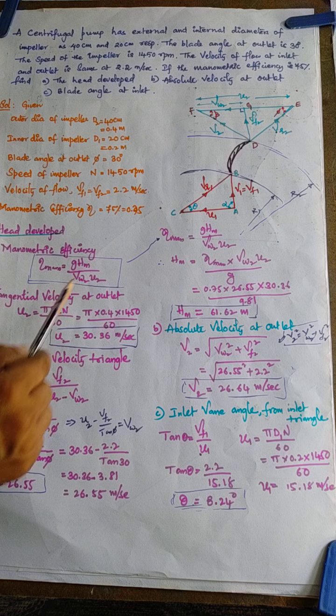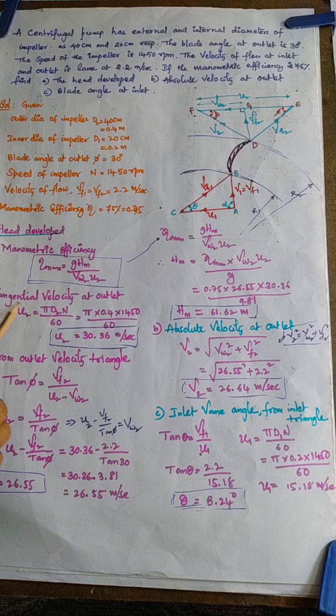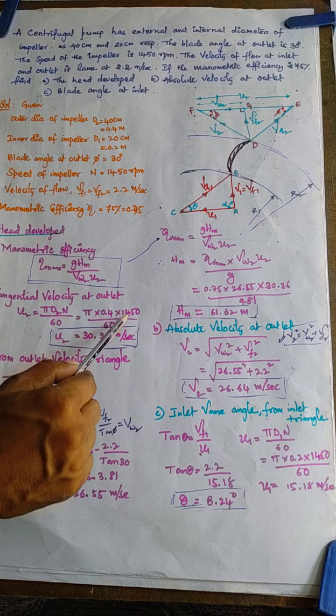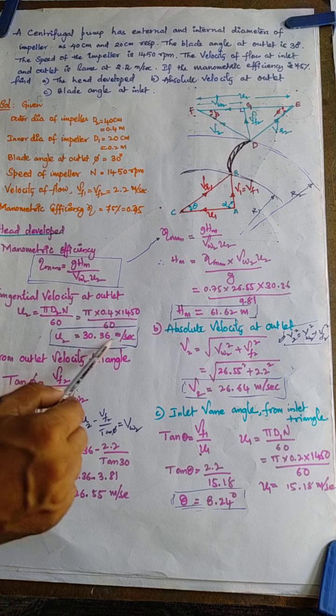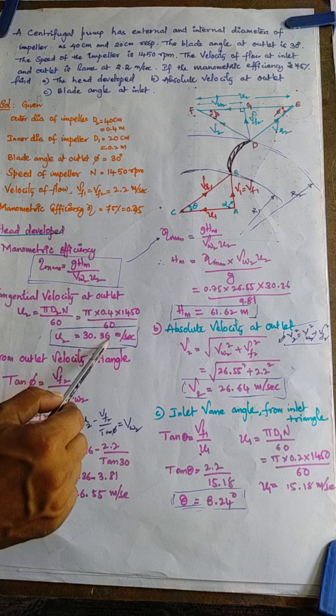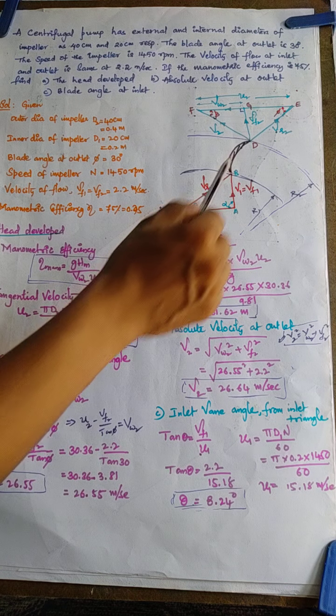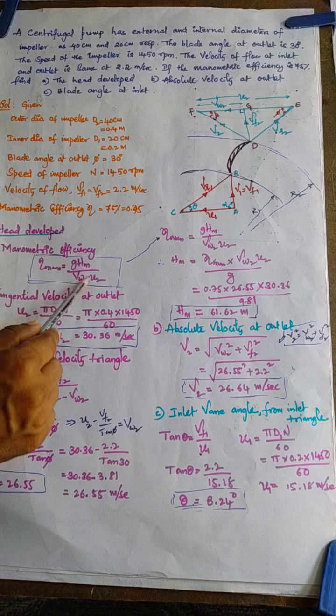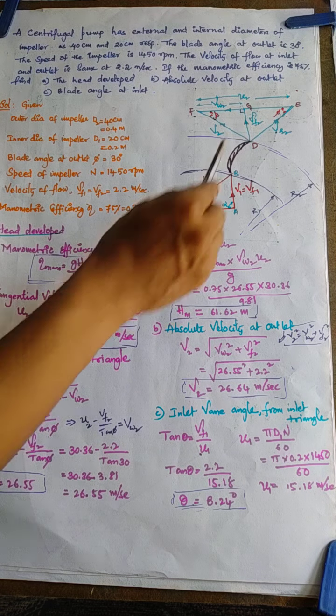To find the u2 value directly, the tangential velocity at outlet, we can use the formula pi d2 n by 60. So this is the direct formula for finding u2 value. So use this one and substitute the d value and n value. So d value is 0.4 and n value is 1450 by 60. So for u2 value, you get the value 30.36 meter per second. That is the speed of the blade at outlet, the u2 value. And the second value you have to calculate is the vw2 value.